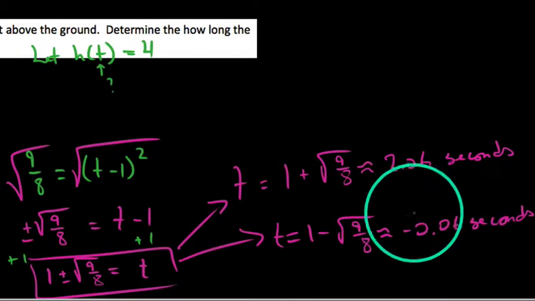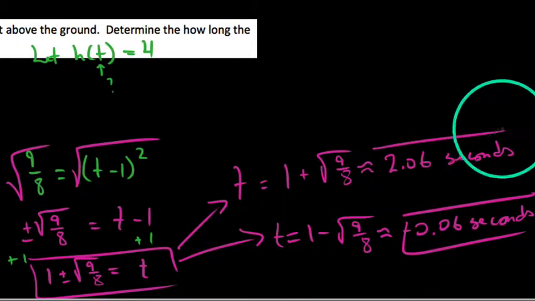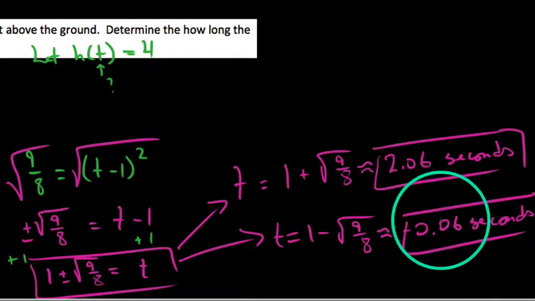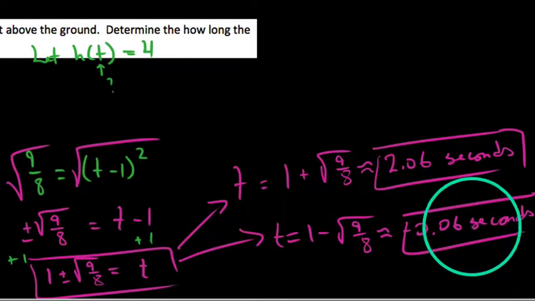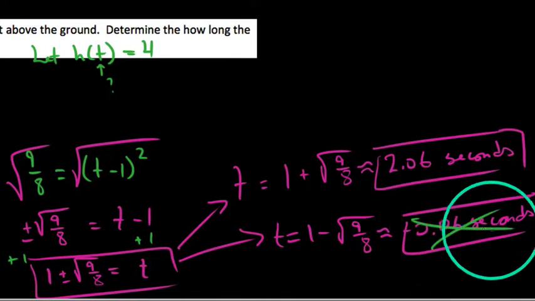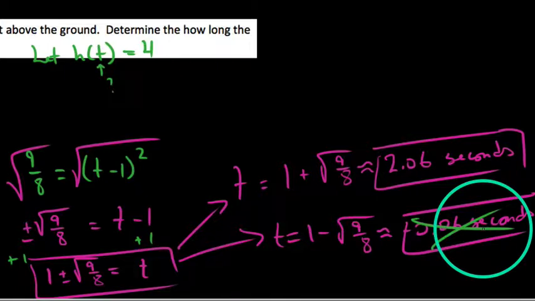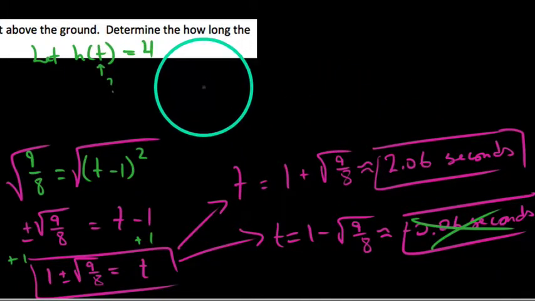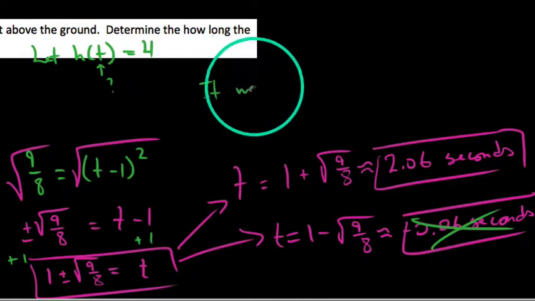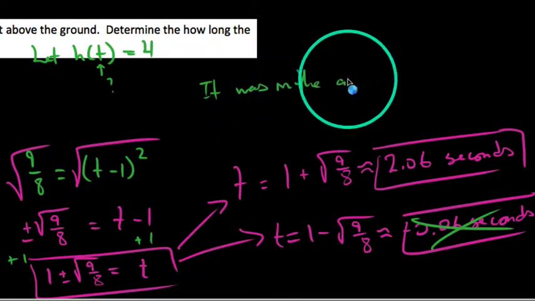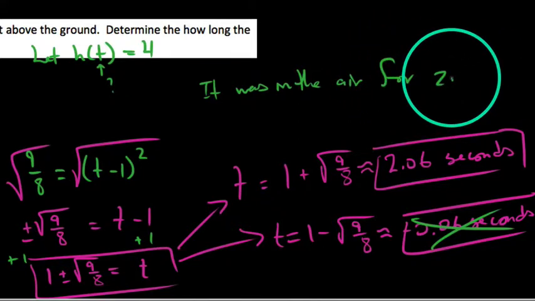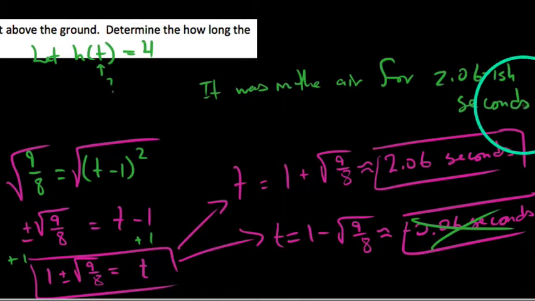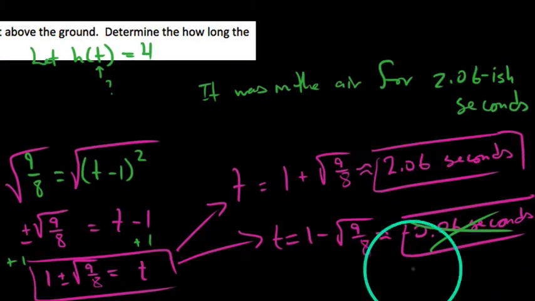Now, with respect to this experiment, let's think about this for a second. How long was it in the air? Would it make any sense to tell ourselves that it was in the air for negative 0.06 of a second? The fact is that it doesn't make any sense whatsoever. So to answer this question truly, we would select the more reasonable of these two values. We would say that it was in the air for 2.06-ish seconds.